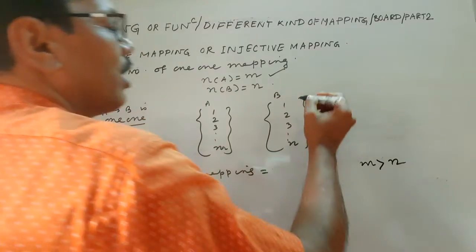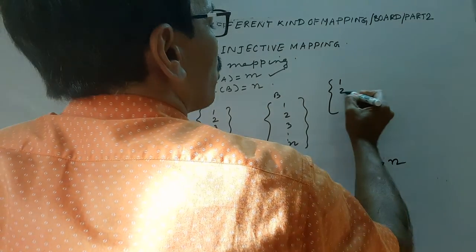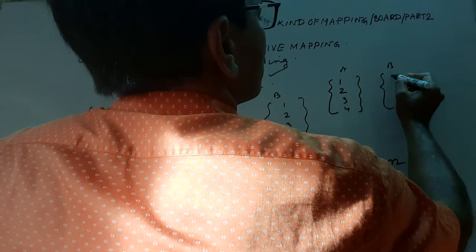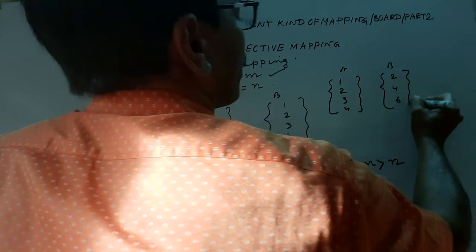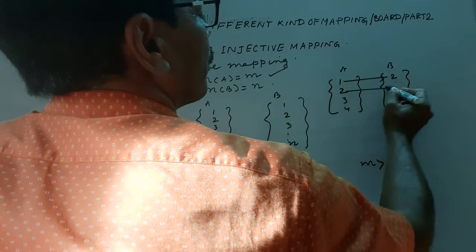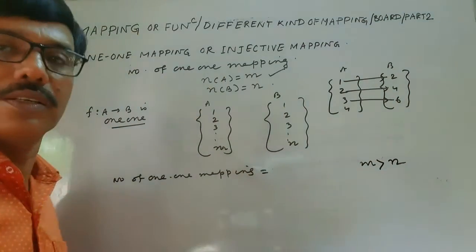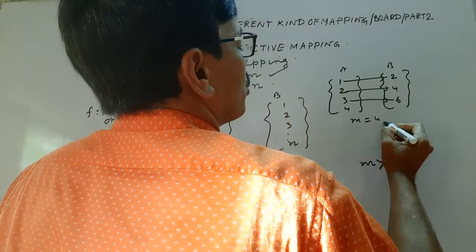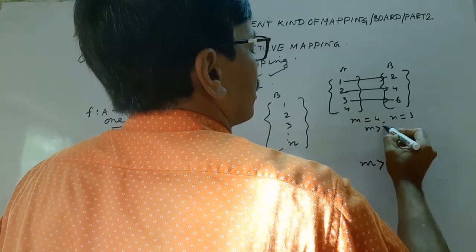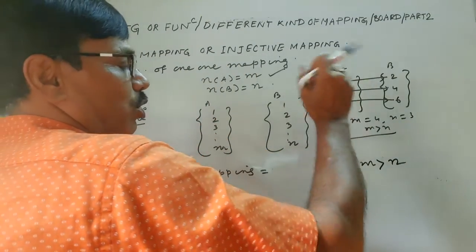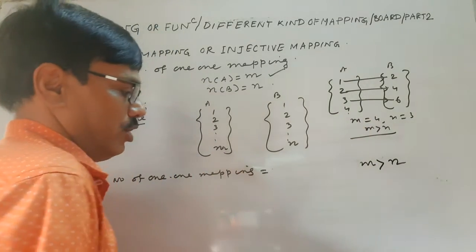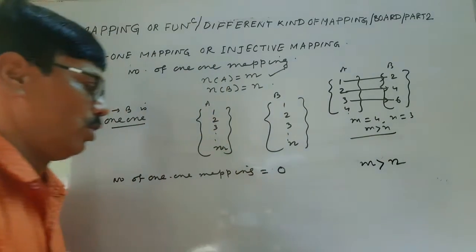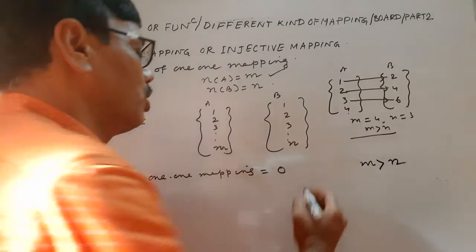Look at the example. Suppose this is 1, 2, 3, 4. This is A. This is B. This is 2, 4, 6. Take an example. So this one is 1-1, but this is not a function. m equals 4, n equals 3, m greater than n. So it is not a function because 4 has no image. So if m is greater than n, the number of mappings is 0.